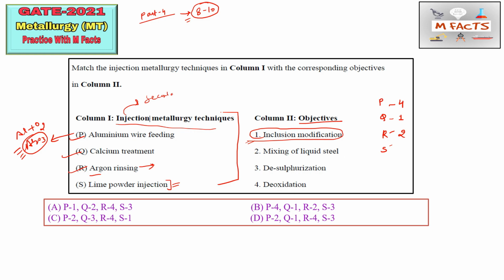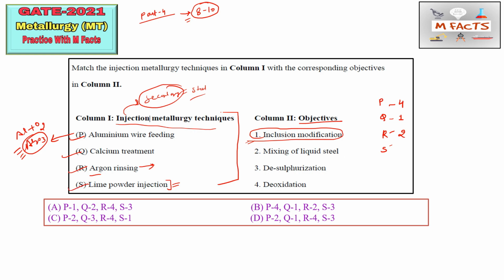This secondary steel making is also very important for MSQs and for matching type questions. So I request you to please go through all the matching questions which come from the extractive metallurgy part, basically from secondary steel making. Those are very easy, and you can get simple marks in this type of matching question.